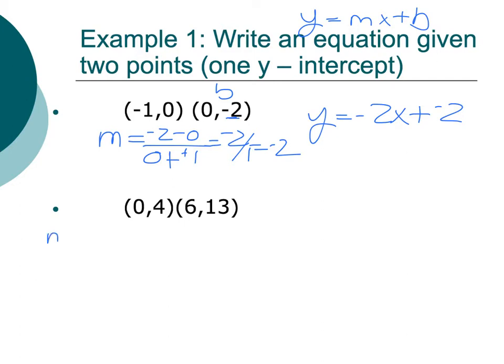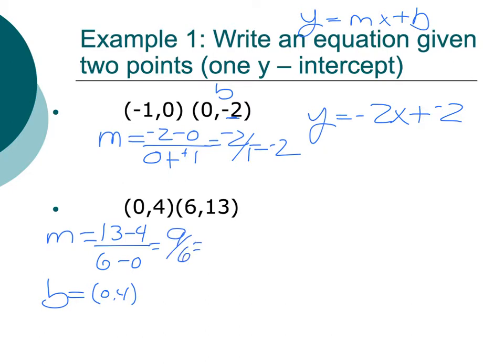Second problem. I need m, I need b. b is 0, 4. M is my slope, 13 minus 4 over 6 minus 0. It's going to give me 9 over 6, which will reduce down to 3 over 2. Plug it into the equation. Y equals 3 over 2x plus 4.